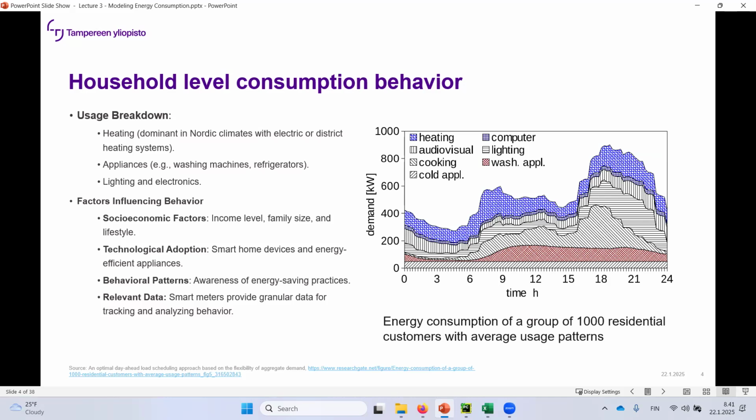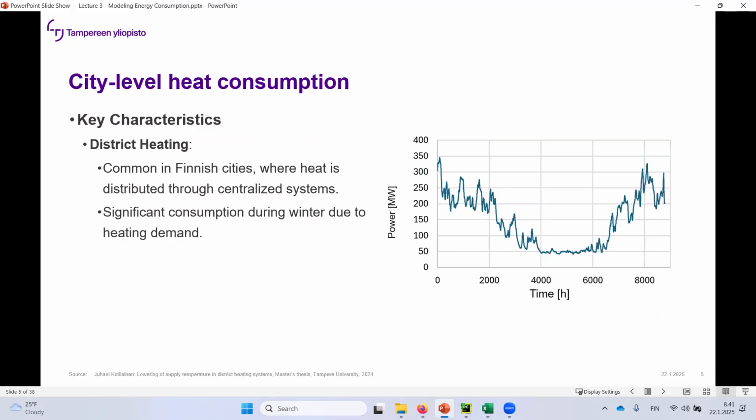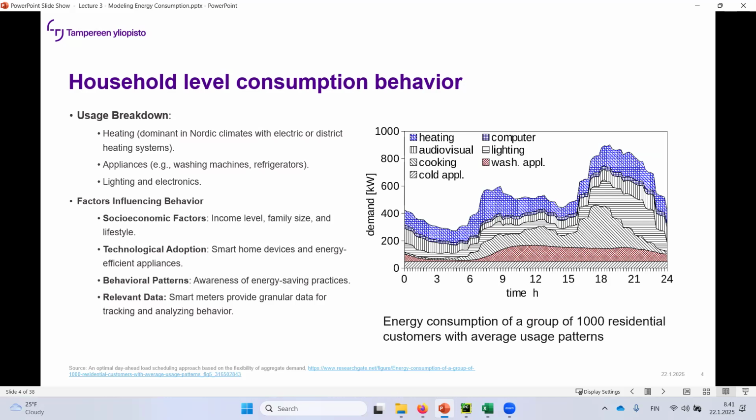And relevant data. We have smart meters nowadays providing data for tracking and analyzing our behavior. So that's something that's, in my opinion, a really good thing for the customers to see their own behavioral patterns.